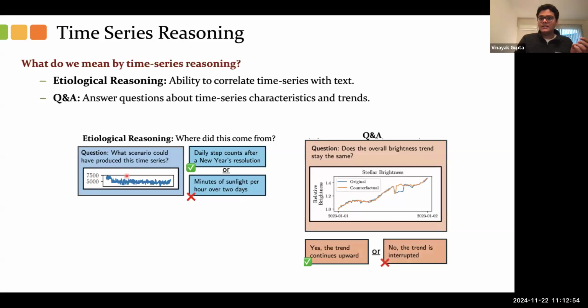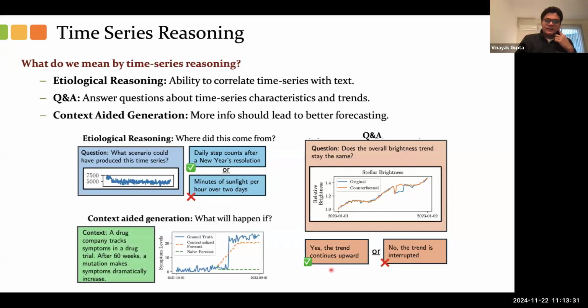Coming back to what do we mean by time series reasoning? One more thing that any model should be able to do is, I give you a time series and I ask you some questions about it. Can you answer them? We call this activity question answering. If I give this time series, and due to some reason there is some sort of a glitch, and I ask what is the overall brightness trend, like the overall trend in the time series. As anyone can see, the trend continues upward. Yeah, it's interrupted, but the overall trend is upward.